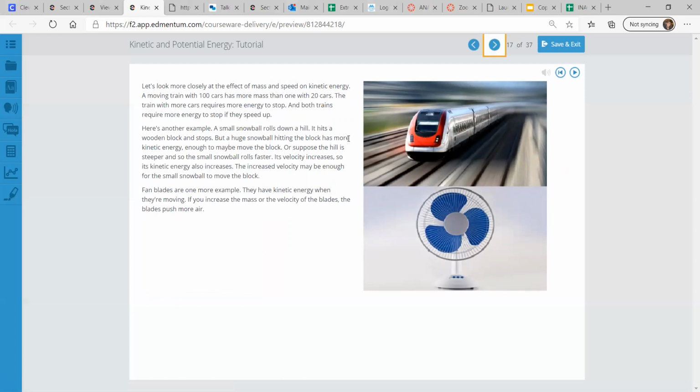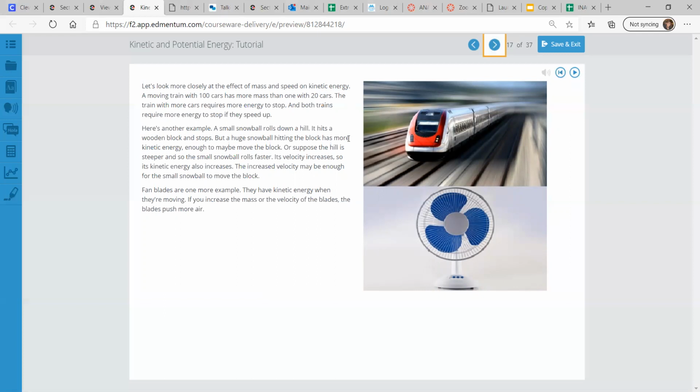Let's look at the effect of mass and speed on kinetic energy more closely. A moving train with 100 cars has more mass than one with only 20 cars. The train with more cars requires more energy to stop, and both trains require more energy to stop if they sped up.